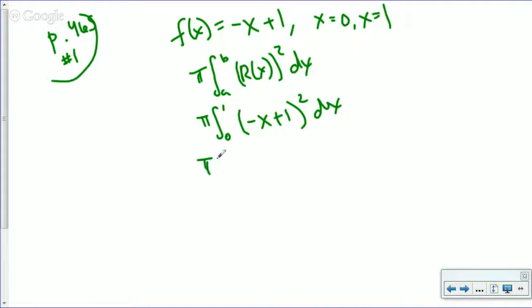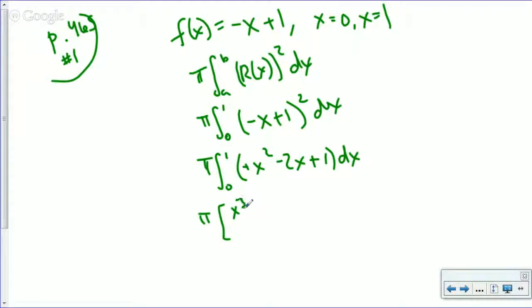So we're going to have pi times the integral from 0 to 1 of x squared minus 2x plus 1 dx. Okay, now to find this integral, we need an antiderivative. So x cubed over 3 minus x squared plus x, evaluated at 0 and 1.